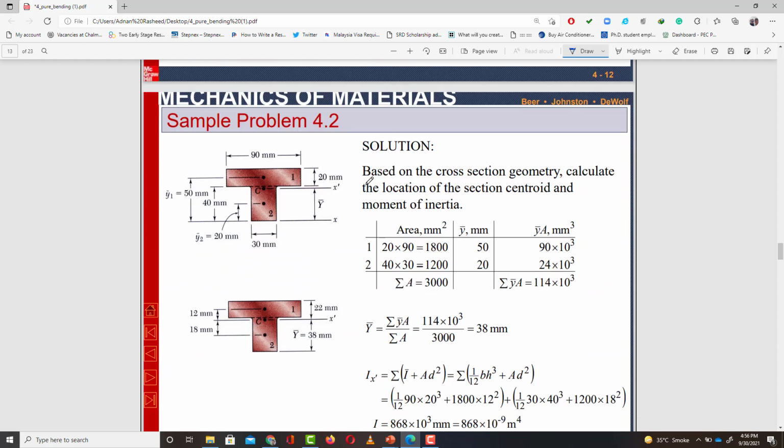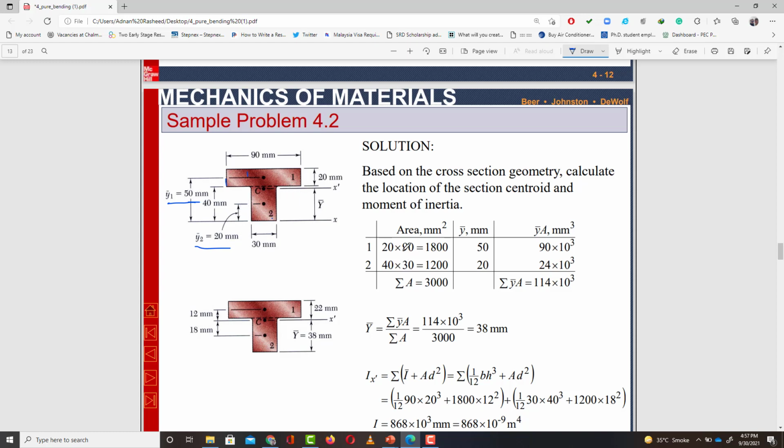So now you can see you have divided it into two portions. This is portion 1 and this is portion 2. So y1 dash is 50 because half of this 20 for member 1 will be 10, and this is 10, so 10 plus, from the base it is 40. So y1 dash is 50. Clear? And y2 dash is 20 as discussed above.